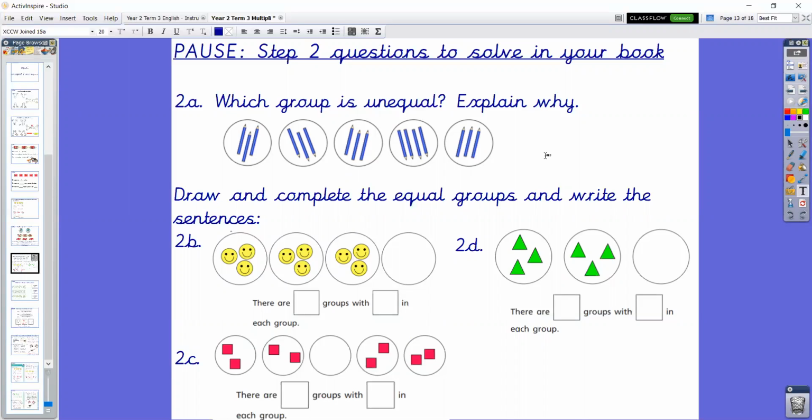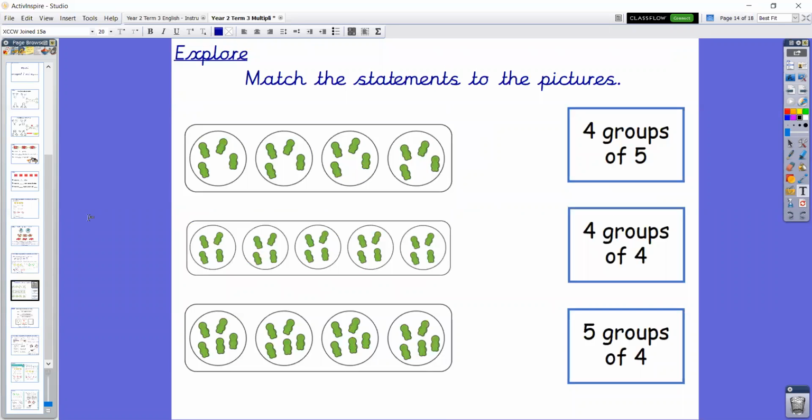So as you can see, there are missing objects in the groups. So for each question, please can you draw the groups and complete them so that they are all equal, so that they all have the same amount inside each group, and write the sentence below to describe the groups. Fantastic, well done Year 2.